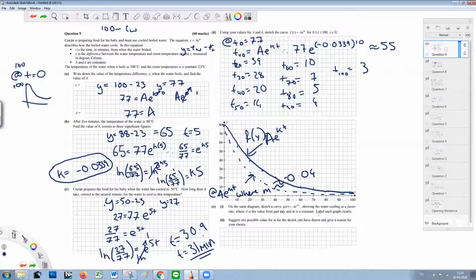It says suggest one possible value for M for the sketch you have drawn, and give a reason for your value. So possibly M is equal to minus 0.04, and give a reason for your choice. And you could say where M is less than K, the cool down is faster.